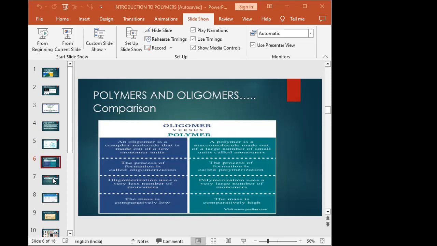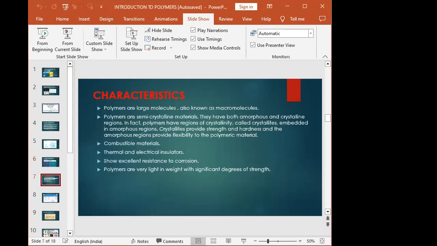Now, the next slide. Next slide, I have shown the characteristics of the polymer. Traditional polymers decompose under heat and produce combustible products. Thus, they are able to originate and easily propagate fire. So they are combustible in nature or combustible material.